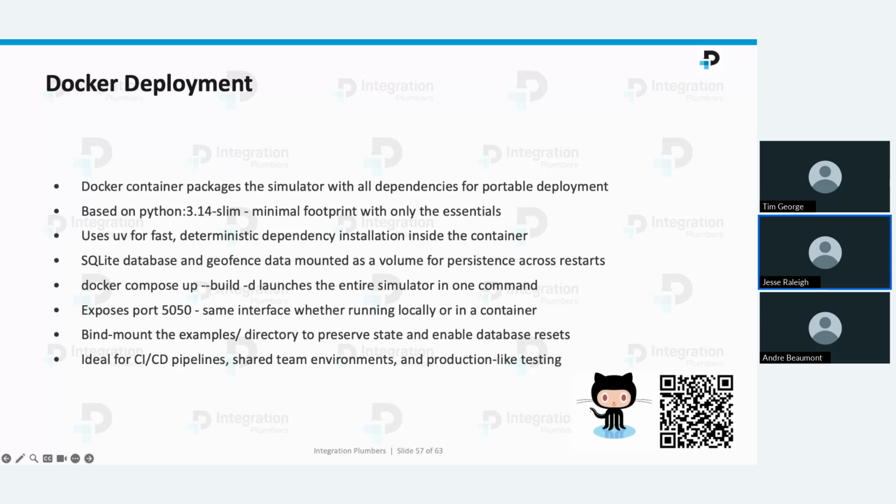This means the simulation state persists across container restarts, and you can reset the database simply by dropping the container and replacing the file. For CI/CD pipelines, this is particularly valuable. You can spin up a fresh simulator instance as a service in your pipeline, run your integration tests against it, and tear it down when you're finished. No Python version conflicts, dependency issues, or environment drift between developers.